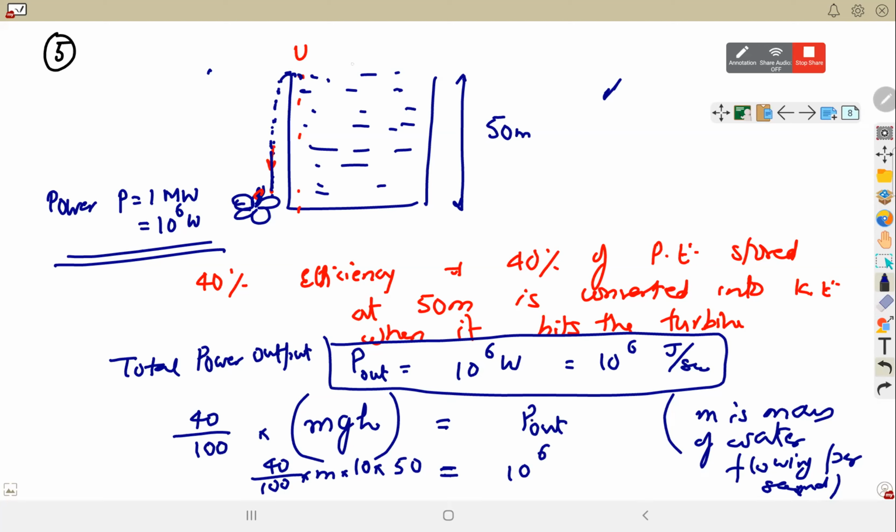Here potential energy was stored. 40% of the total potential energy is converted into kinetic energy. Only 40% of potential energy into electricity. That electricity is given as 10 to the power 6.